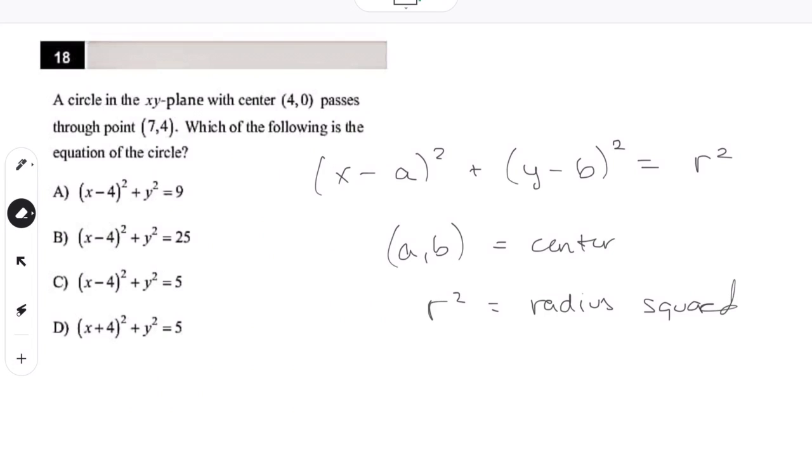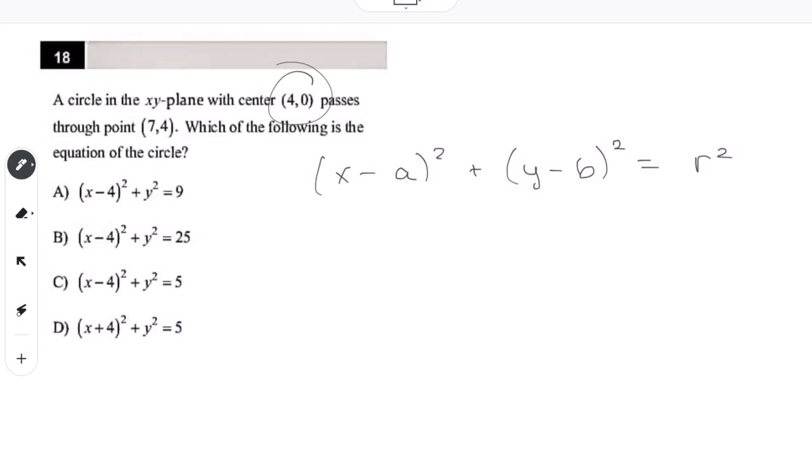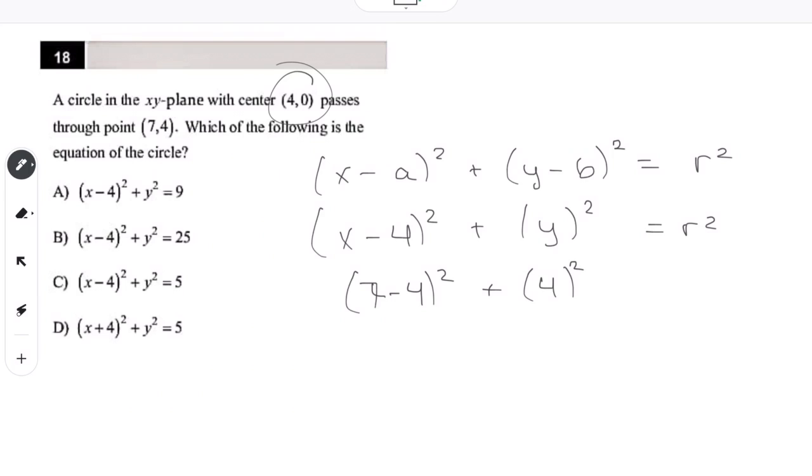Okay, so with that in mind, now let's just plug in all the values we know. We know that it has a center of (4, 0), so this equation will become (x minus 4) all squared plus (y minus 0) squared, which is the same thing as y squared, is equal to r squared. And it goes through the point (7, 4), so we can also plug this in: (7 minus 4) squared plus 4 squared is equal to r squared.